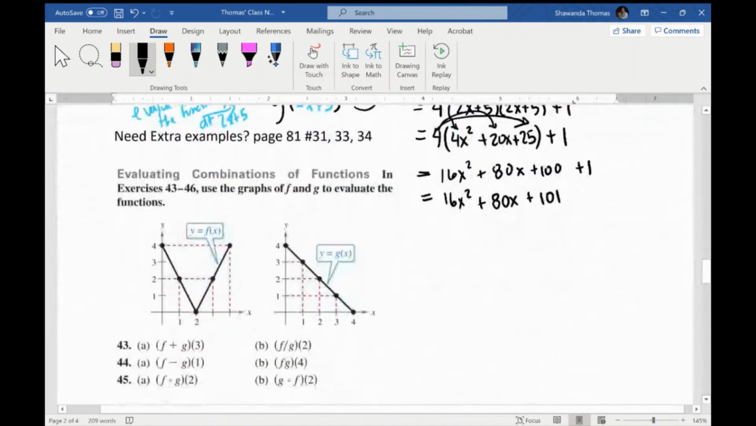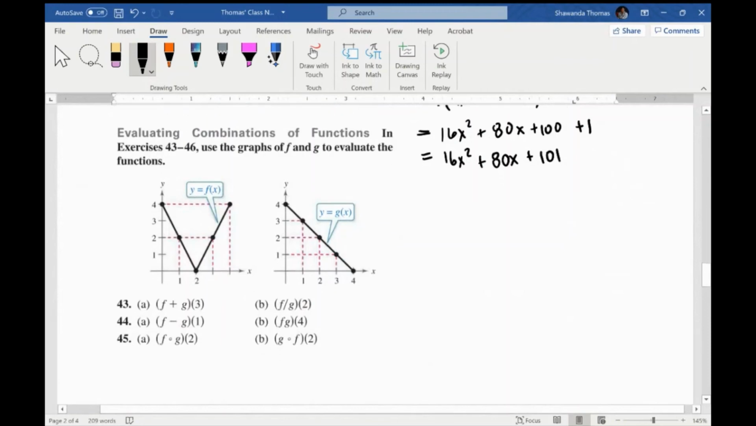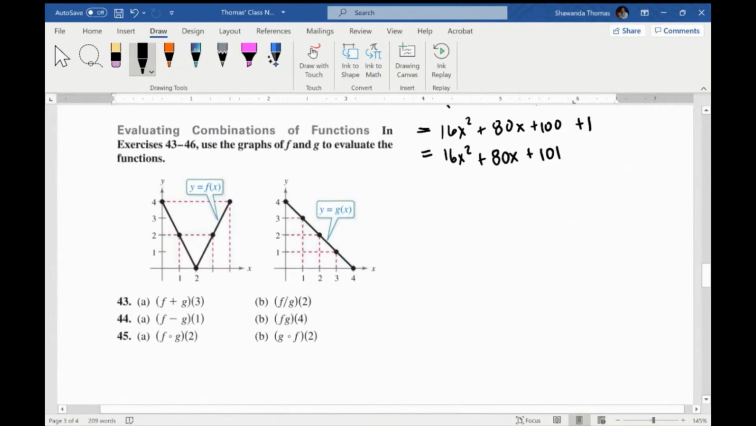All right. Let's go with this last little piece here. Use the graphs of F and G, and then we're going to get probably last 10 minutes, get to something else. Use the graphs of F and G to evaluate the functions. Y'all notice we got two graphs. One is the F of X graph, and one is the G of X graph. All right. So I'm going to show you, you're going to do a lot of evaluating for these. For number 43.